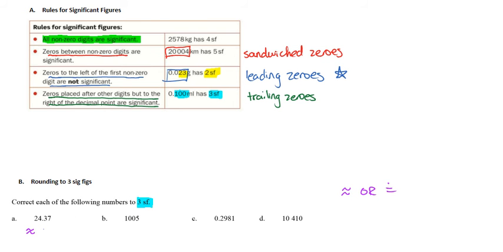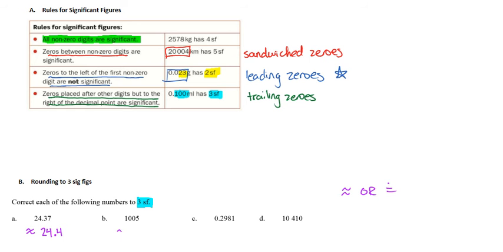So 24.37: the 2 and the 4 are definitely significant. We still need a third digit to be significant, but we have to be mindful of what that third digit is going to be. In the original value, the third digit is 3, but it's followed by a 7. That means we're going to round up the 3 to a 4, and that's going to be our rounded value, 24.4.